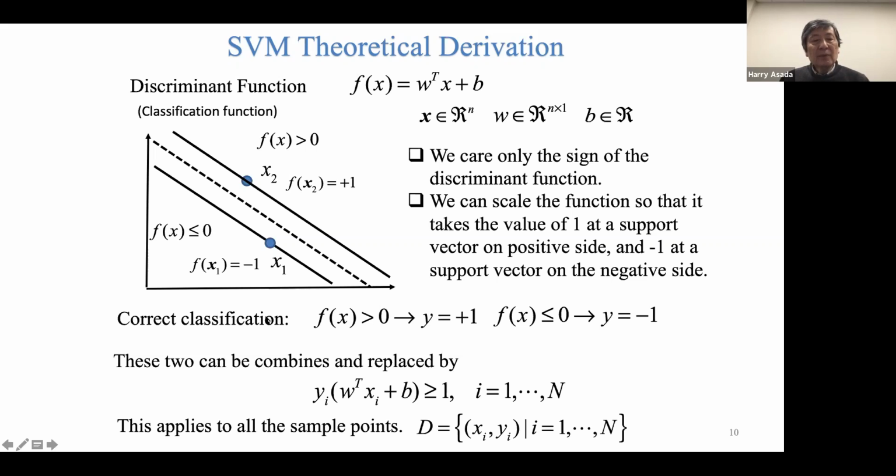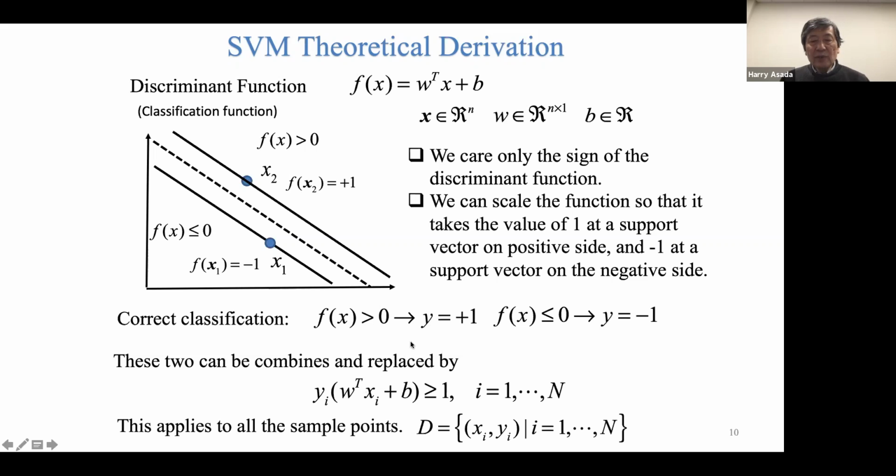So, correct classifications. If f is higher than this, the answer is y equal plus 1, and suppose this is class 1 or class 2. And if it is negative or 0, then y equal minus 1. This is the correct answer, showing class 1 or class 2. We look at only the two-class classification problem. And interestingly, these two cases can be combined and represented by just one expression as shown here.